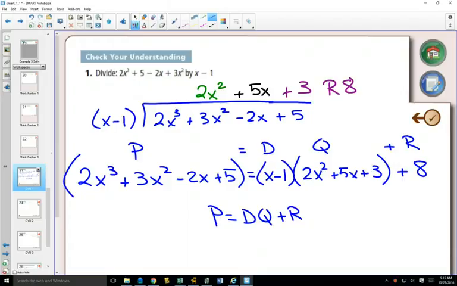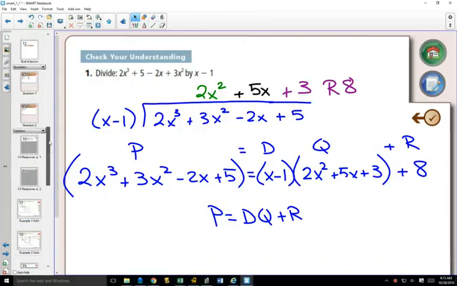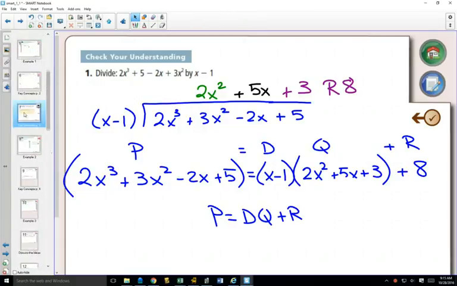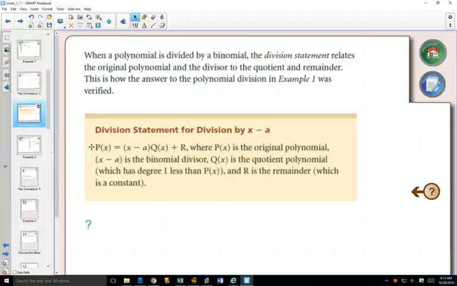Yes? Yes, if the remainder was negative, you do plus negative 8, which is the same as subtracting 8. So this is what is listed here as the division statement. Polynomial equals your divisor. This is your divisor. Quotient plus your remainder.